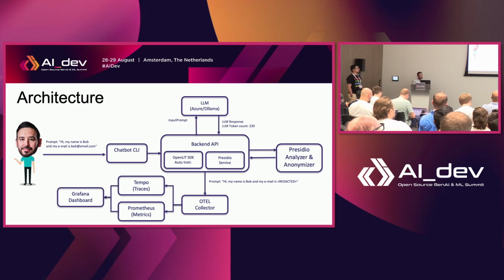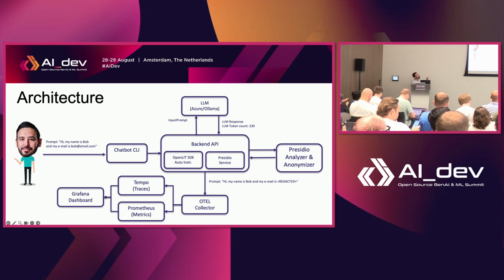And then at the end, we'll be implementing some analyzers and anonymizers for the prompts, so that they can detect if the prompt we're passing in contains personal or sensitive information. For example, you can see, hey, my name is Bob, and this is my email. At the end of the day, we want to redact the email address, or depending on whatever policy you set up.